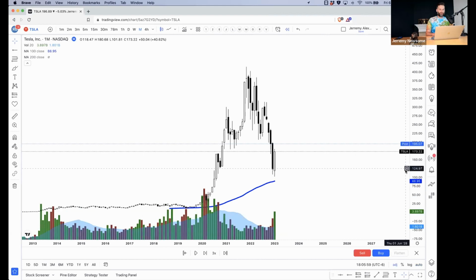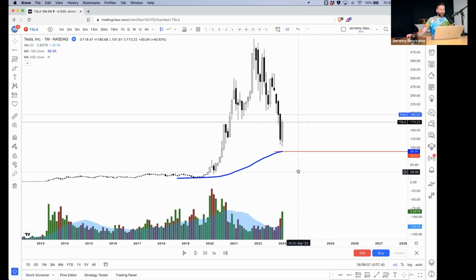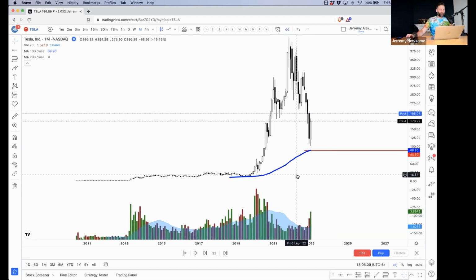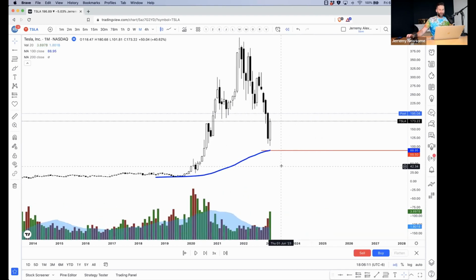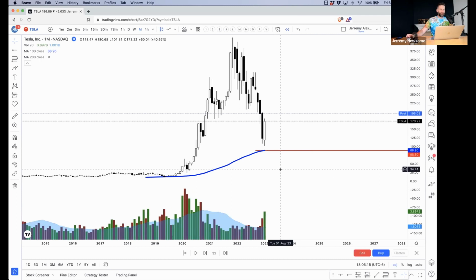So the 100, 200. So the 100 is at 88.95. So I'm going to have a line there. So that line is going to tell me, hey, there's something down there. But there's no 200 because Tesla hasn't been around for 200 months yet. It's coming very soon, but it hasn't happened yet. So therefore, no 200 simple moving average.